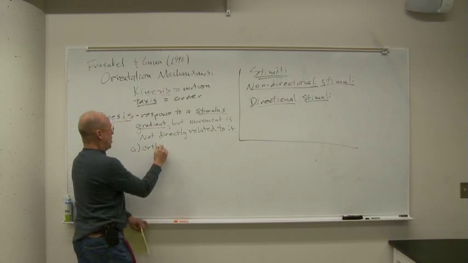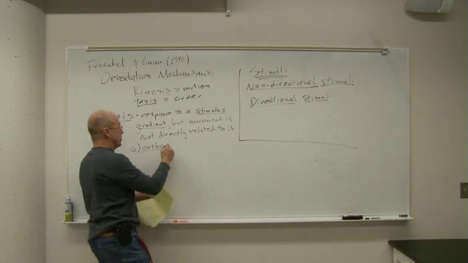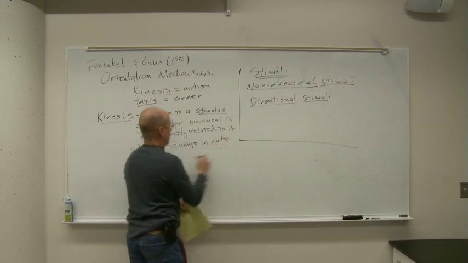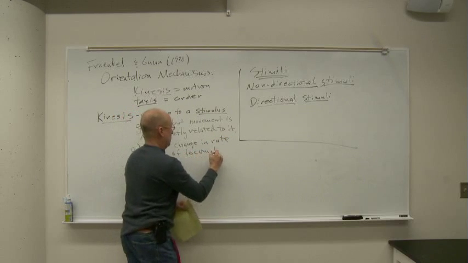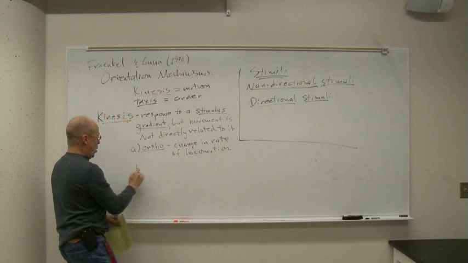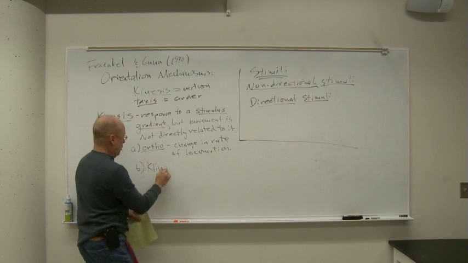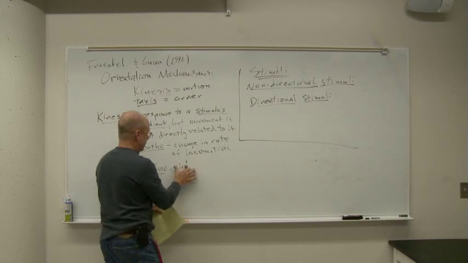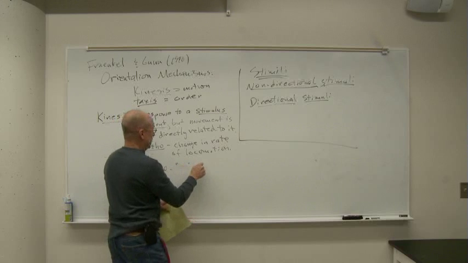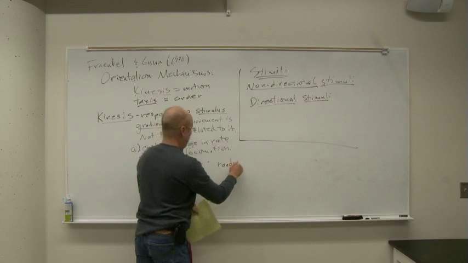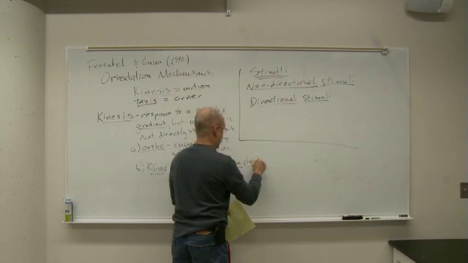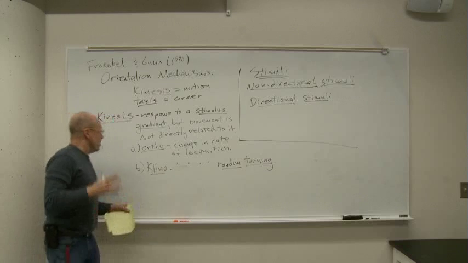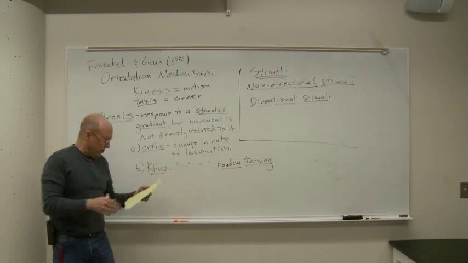One of them is going to be what we call ortho, and ortho is going to be a change in the rate of locomotion. And the second one is going to be clino. Whenever we see this root, it's always going to mean turning. So this is going to be a change in the rate of random turning. So rate of locomotion, random turning.